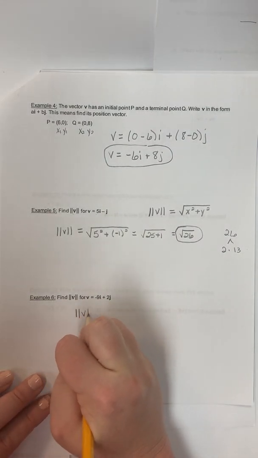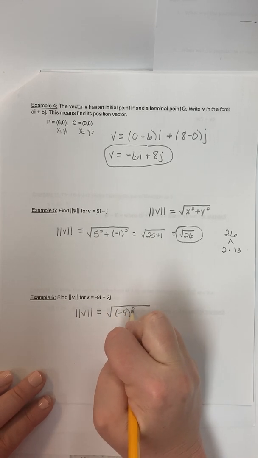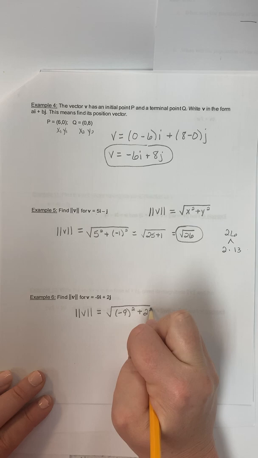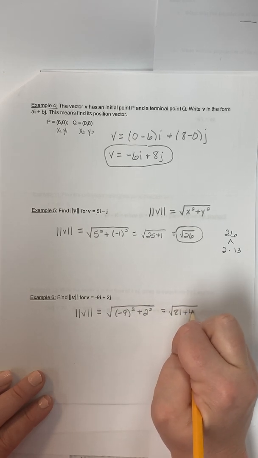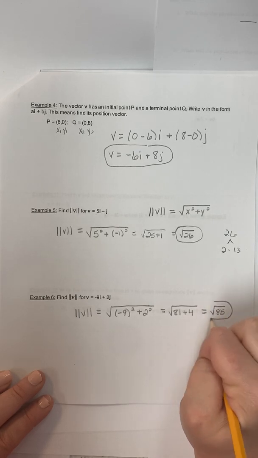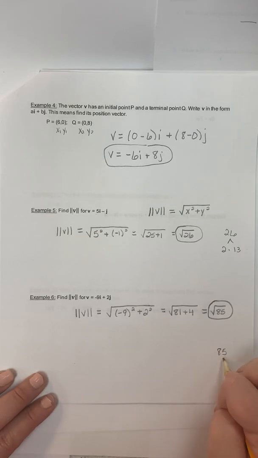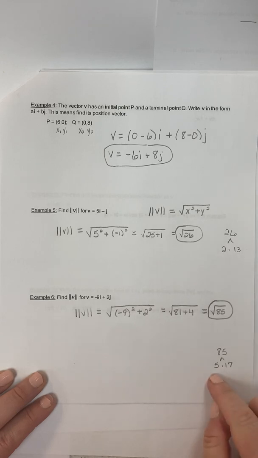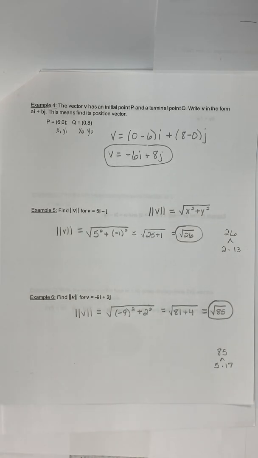All right, our magnitude is going to be negative 9 squared plus 2 squared. That gives us 81 plus 4, square root of 85. Believe it or not, that is also as reduced as it gets. If you try, the only thing you can pull out is a 5 and a 17. And again, you don't have any numbers that have 2 of the same. So we leave it with the square root of 85.